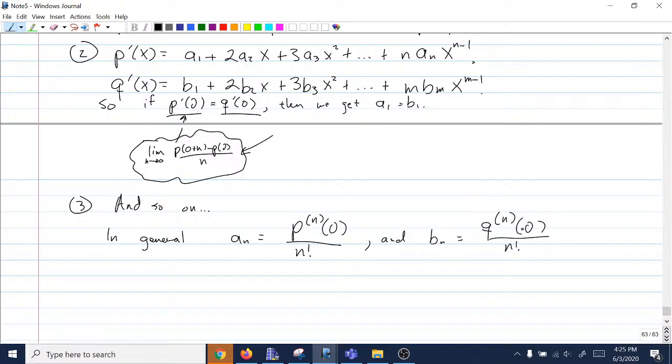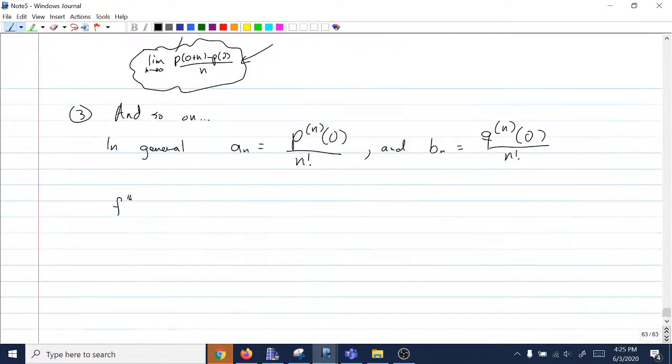I don't know if you guys have seen this notation, but f triple prime is sometimes abbreviated f to the 3, where you wrap the 3 in parentheses. A number in parentheses means this many derivatives.